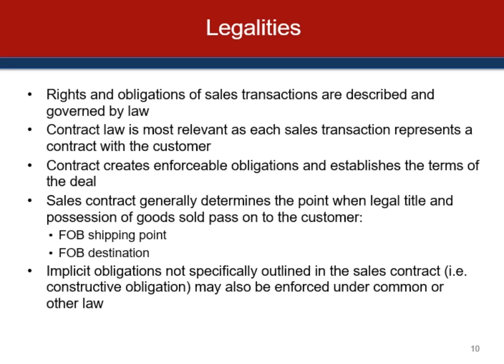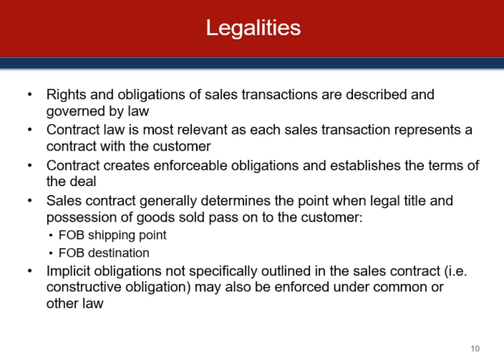So when the customer takes physical possession of the goods, if they take it straight away, then legal title would normally pass at this point. If the goods are shipped, the point at which legal title passes is often indicated by the shipping terms. So remember the terms FOB, free on board shipping point, and free on board destination. So FOB shipping point means title passes at the point of shipment.